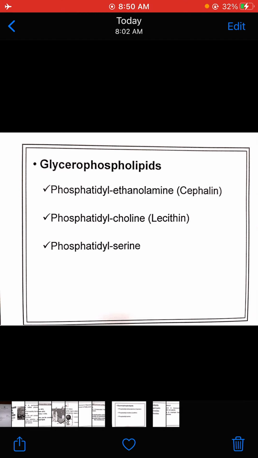Phosphatidylethanolamine, which is known as cephalin, and phosphatidylcholine, which is known as lecithin, and phosphatidylserine are among the most common types of glycerophospholipids. These are the most common types of glycerophospholipids which are present in the lipid biomembrane, and they are going to perform a huge variety of functions in the lipid membrane.